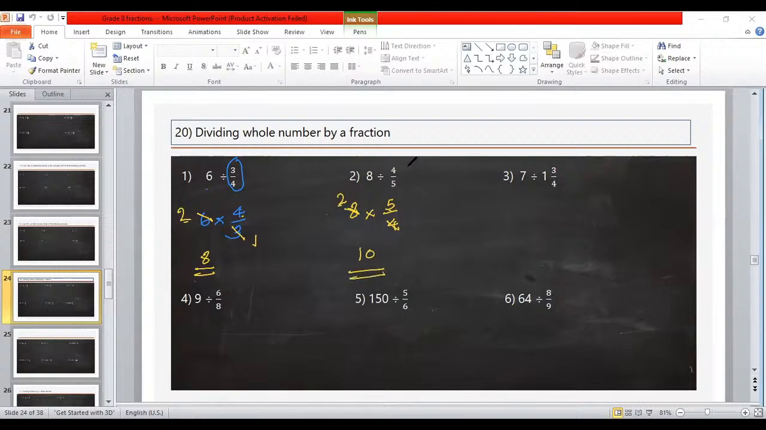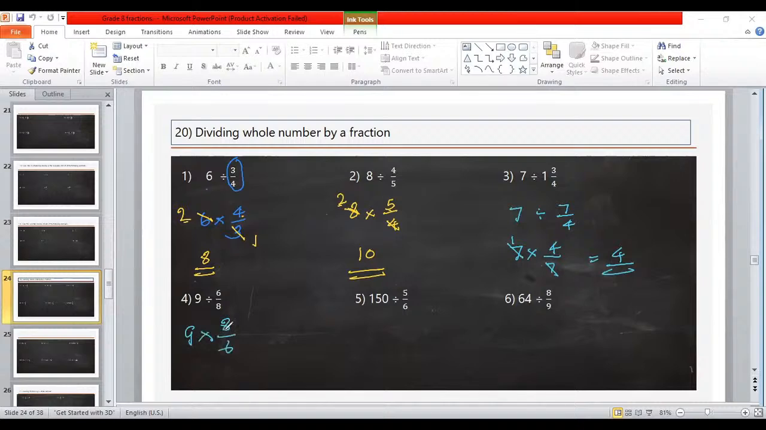Now look at this one. 7 divided by, I will write this as an improper fraction. 4 times 1, 4. 4 and 3, 7 over 4. 7 into, now I will write the reciprocal of this. Reciprocal means upside down. Cancel out: over the line 7, below the line 7, 1 times 4, the answer is 4. Now 9, instead of the division sign, write the multiplication 8 over 6.